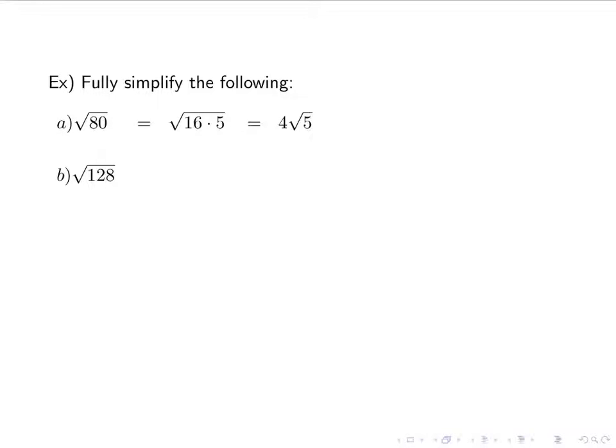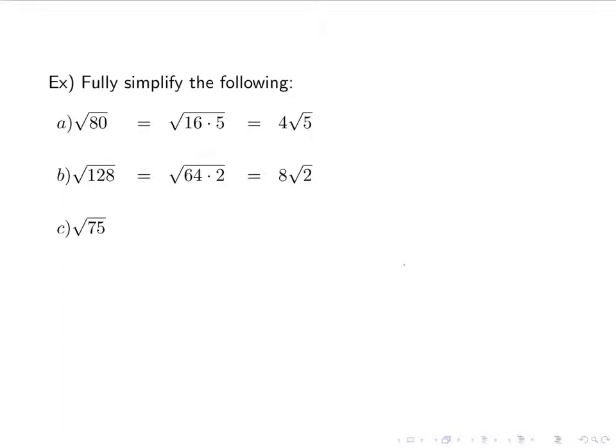Square root of 128. So again, hopefully you're finding this on your own first. And again, if you don't find the largest right away, it's okay. Just keep going until you're sure that whatever is left over doesn't have a factor that's a perfect square. So 128 is 64 times 2, and the square root of 64 is 8. So we get 8 root 2.